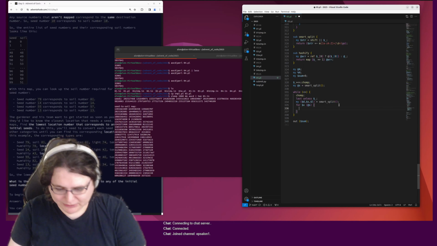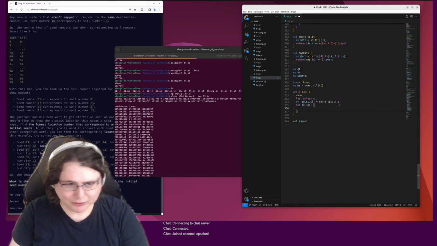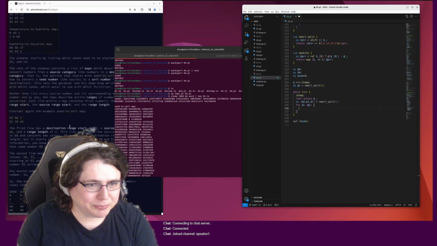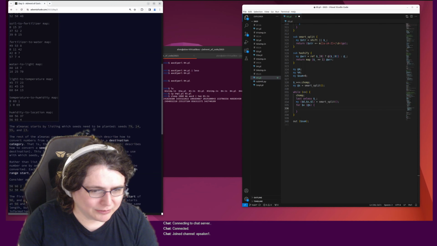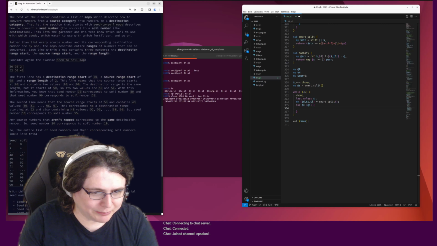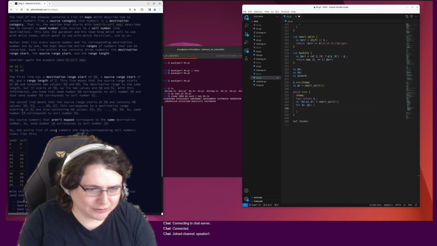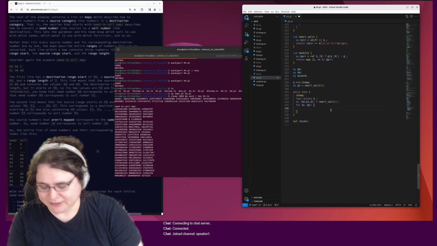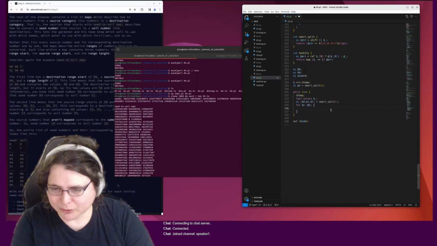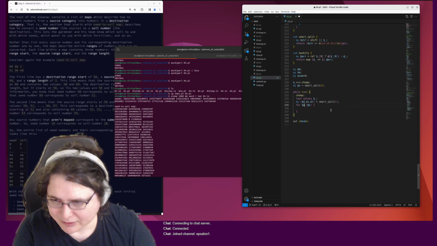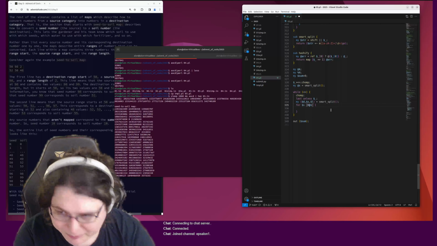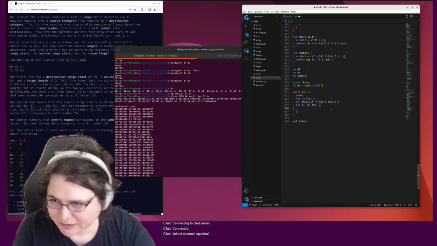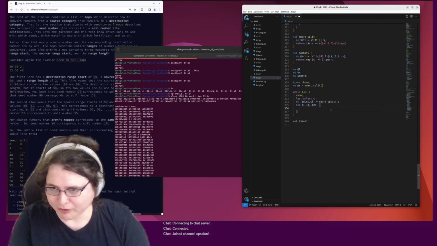Okay, so I'm just going to, the ranges could overlap. Wait, what about numbers that aren't mapped? Okay, same, so we don't change them. That's easy enough. Thank you. So I need a number from that, and I need to do the following.